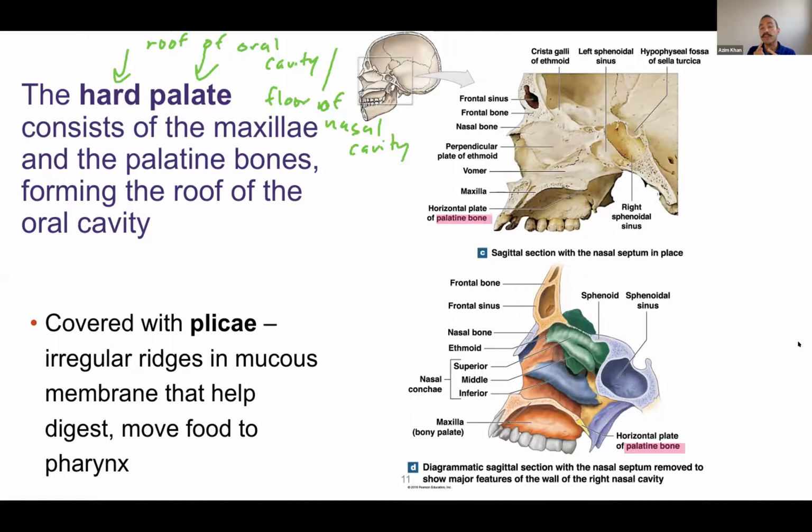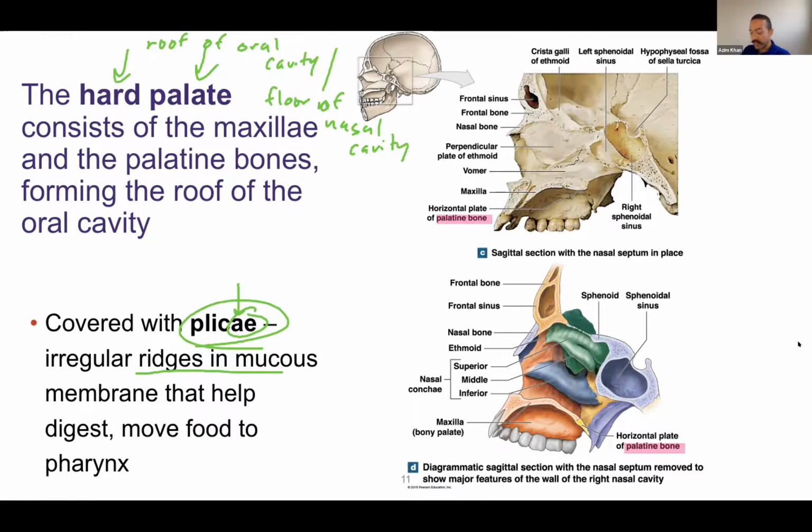If you feel with your tongue on the roof of your mouth, you'll feel ridges. Those ridges are called plicae. A singular ridge is called a plica, but plural, it's plicae. AE is an E sound. These ridges in your mucous membrane help break down food. You can push with your tongue against it to move food, and move food as you swallow towards your pharynx.